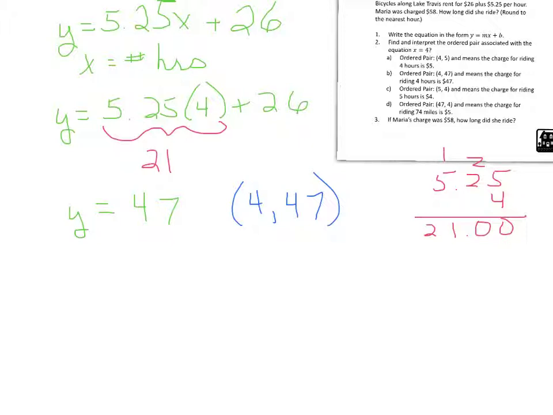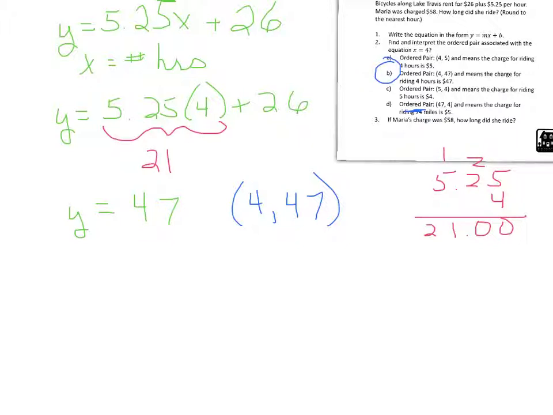C has an ordered pair with that 5 again. And D has the ordered pair reversed. It puts y first, and that's not correct. So, and I don't know where that 74 came from. I have to fix that. But anyway, B is the correct answer.